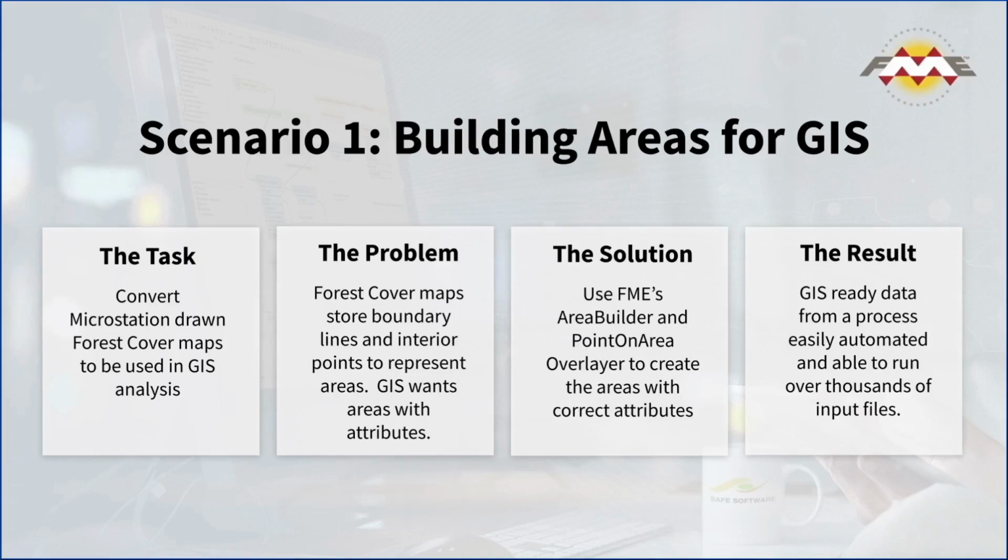And for the GIS, we just want areas that have attributes. And so how are we going to win? We're going to use FME, our tool, and its Area Builder that takes lines and makes polygons, and its PointOnAreaOverlayer that takes areas and points and puts the attributes onto the areas. We're going to bring all that together and create ourselves a GIS-ready data set that we could run over and over again if we wanted to over all of the maps in our area.